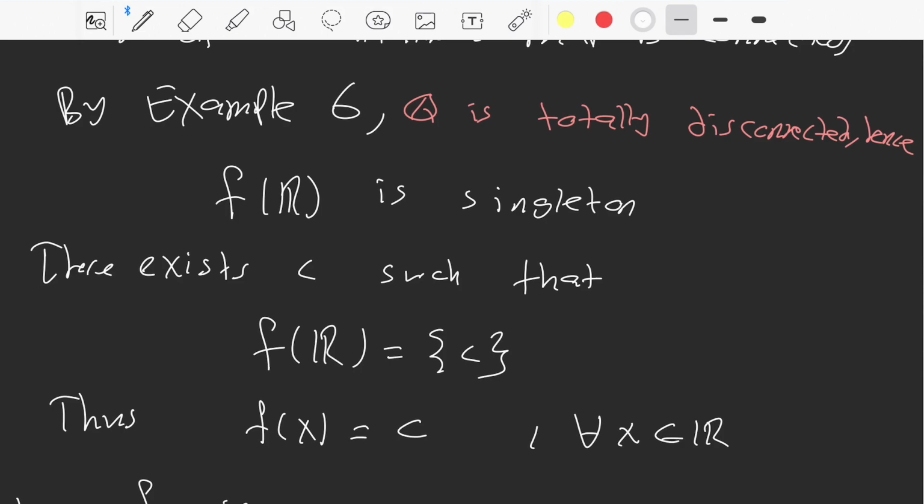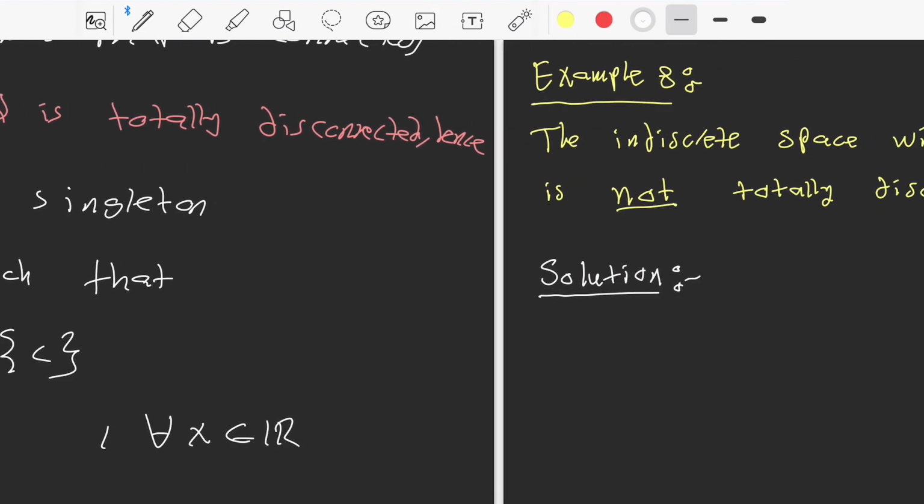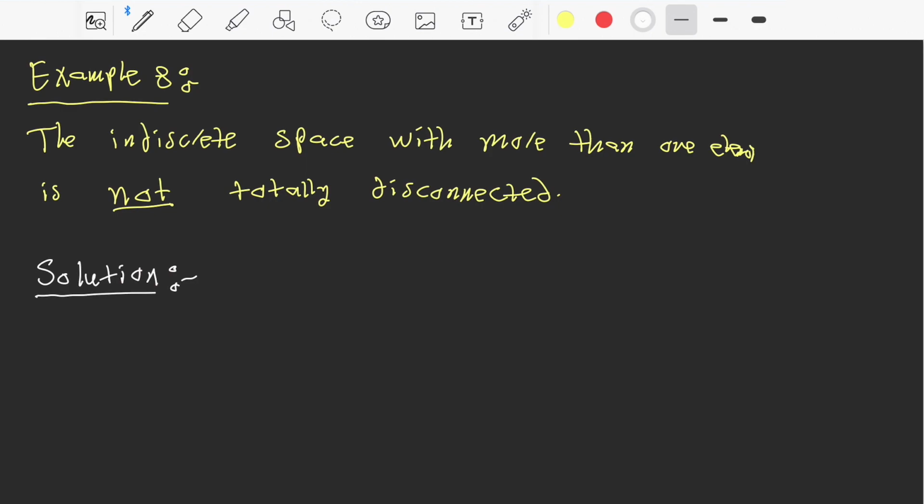And please, if you have an idea how to prove this one using the technique that we have seen in a real analysis course, write it in the comments below. Next, we go to example number 8, which we will talk about the indiscrete space with more than one element. And we want to show that this is not totally disconnected.